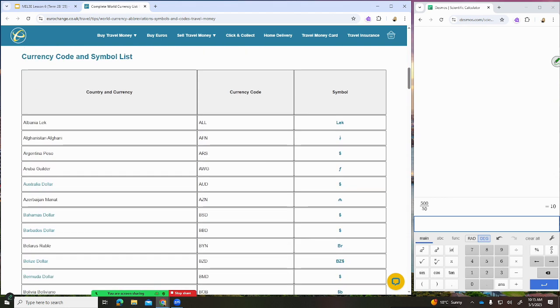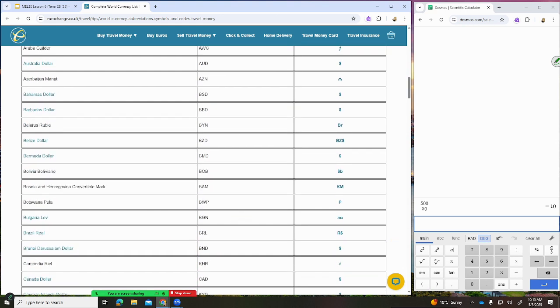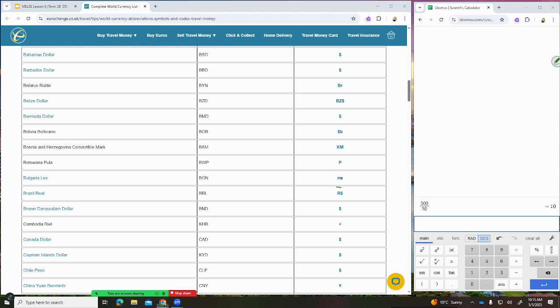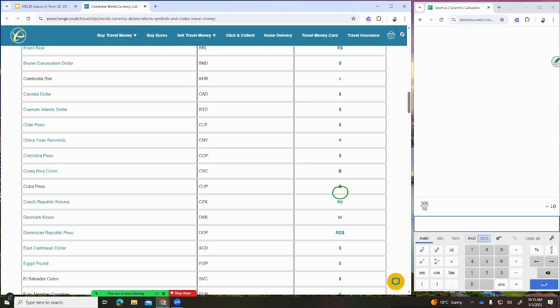Maybe you're reading an article and you come across a symbol that you don't recognize. You can look it up. You can say, what is this R with the dollar sign? Well, that's the real in Brazil. We have different symbols in the very last column. We have their currency code in the middle, and where you're traveling to, the country, on the very first column on the left-hand side.